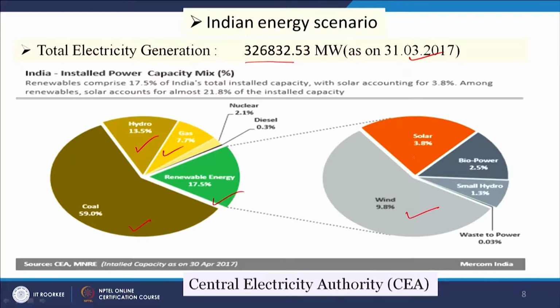And if we see this renewable energy, the wind is 9.8%, solar is 3.8%, biopower is 2.5% and small hydro is 1.3%, and waste to power is 0.03%.